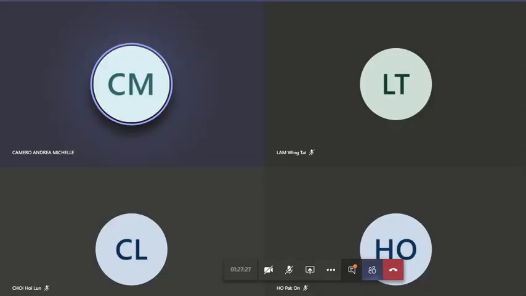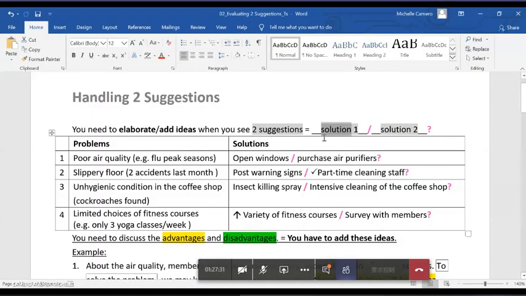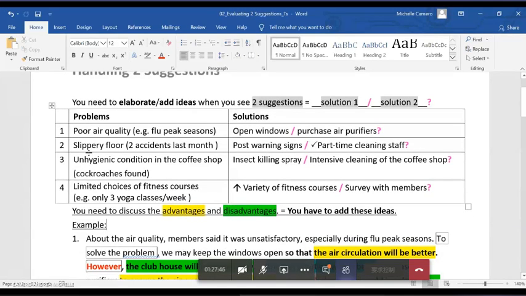All right, we're talking about when you see the slash and the question mark, and you have to talk about the two solutions. Remember, you must give the advantage and disadvantage of each idea, of each solution. So you have to add these ideas. What would your paragraph look like?